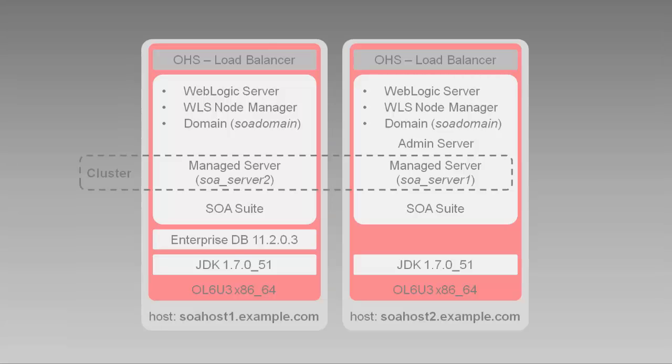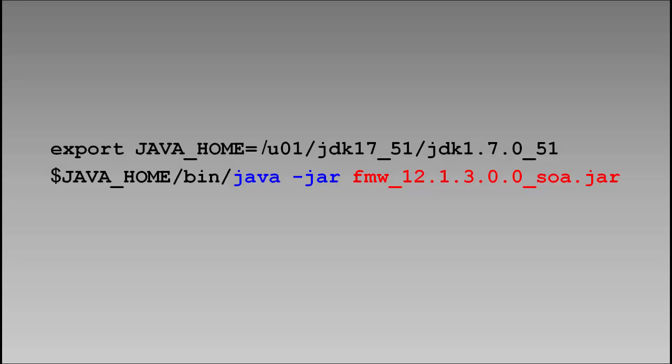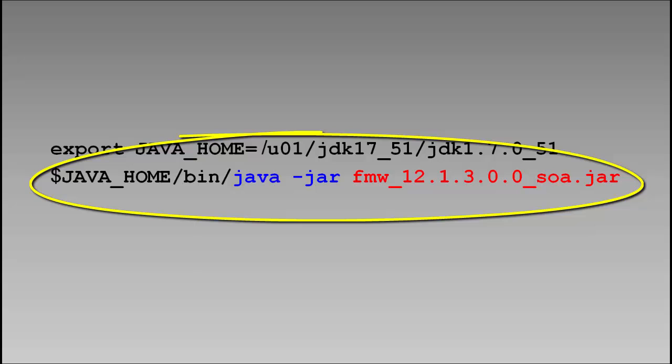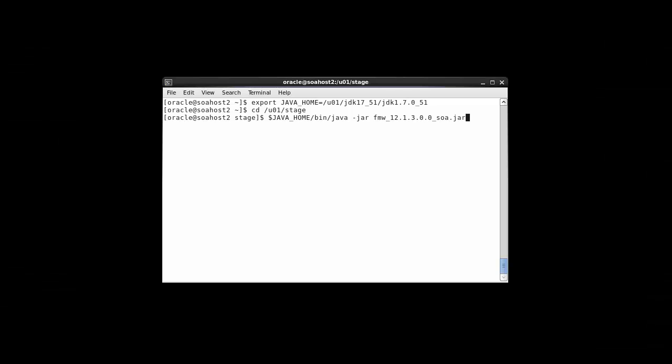With Fusion Middleware Infrastructure 12c installed, we're ready to install the 12c version of the SOA Suite. We'll invoke the SOA installer with the same syntax we used to start the Fusion Middleware Infrastructure installer. With our command line in place, let's start the installation.